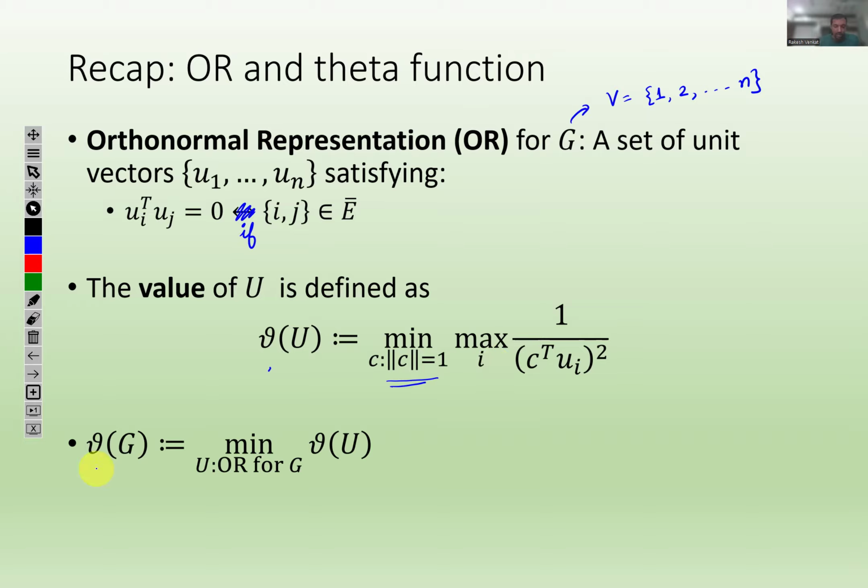And finally, the theta function of the graph G is the minimum over all possible orthonormal representations for the graph G of the value of the orthonormal representation. So I'll leave this for a moment while you look at it. If you have any questions, please stop me and ask me in case you want me to go over some of this again. So the vector C over here is called the handle.